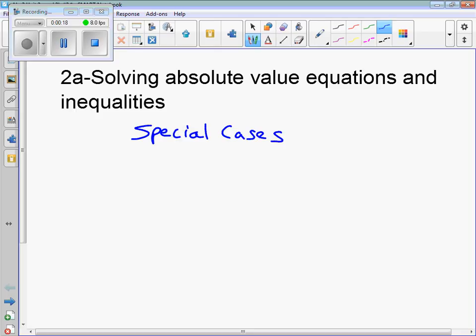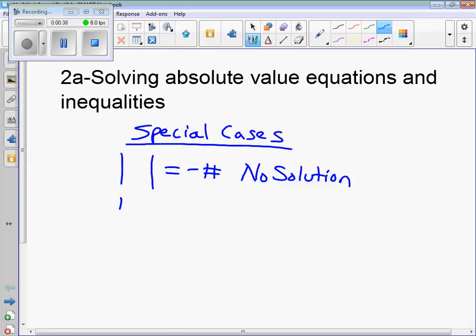There are special cases that we talked about in last class, but I just want to make sure you understand them. So if you ever have an absolute value of anything and it is equal to a negative number, that is no solution.